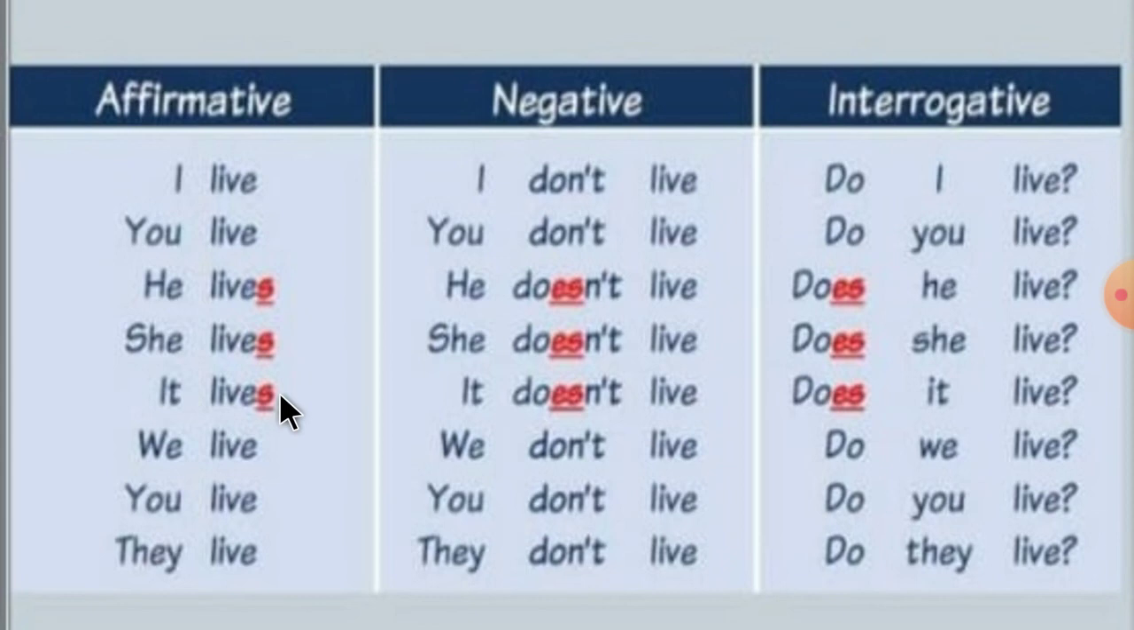It is eye-catching. That's why I have written in red color the differences which you need to write. He lives, S. She lives, S. It lives, S. He doesn't live, ES. She doesn't live, ES. It doesn't live, ES. Does he live? ES. Does she live? ES. Does it live?